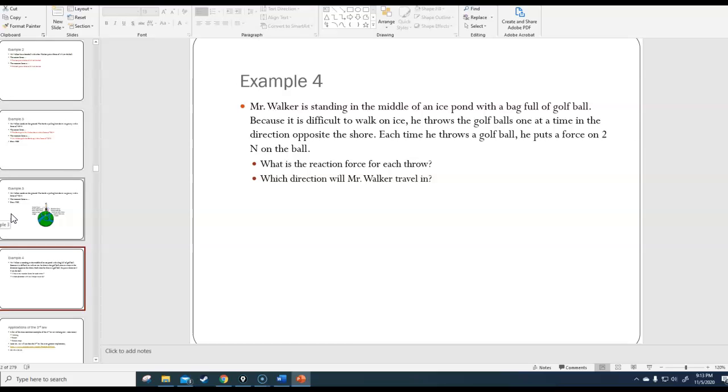Let's take a look at one more example. Mr. Walker is standing in the middle of an ice pond with a bag full of golf balls. Because it's difficult to walk on the ice, he throws the golf balls one at a time in the direction opposite the shore. Each time he throws a golf ball, he puts a force of 2 newtons on the ball. What is the reaction force for each throw?